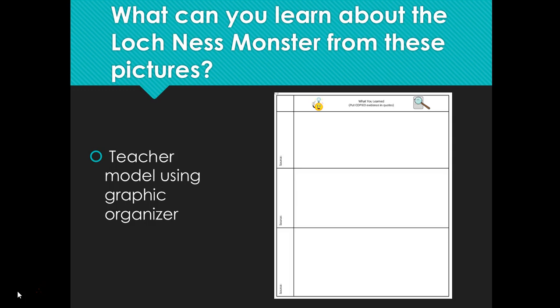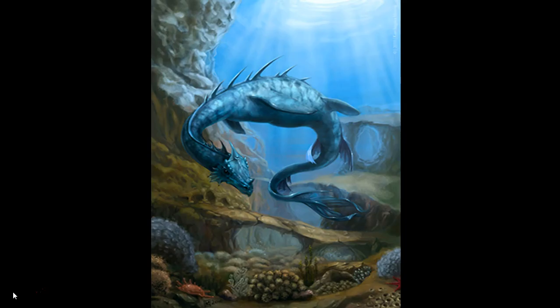So to demonstrate how you would integrate information and kind of synthesize the information, I'm going to model for you how you're going to take notes using this graphic organizer, using some pictures of the Loch Ness Monster. So the question is, what can you learn about the Loch Ness Monster from the pictures that you're going to see? And again, I'm going to model this for you. So here's the first picture. Just take a look at it.